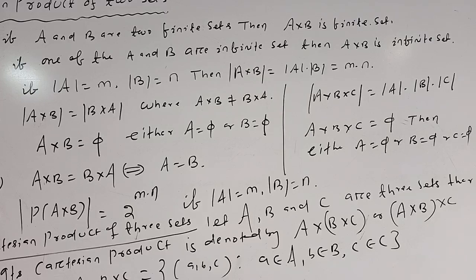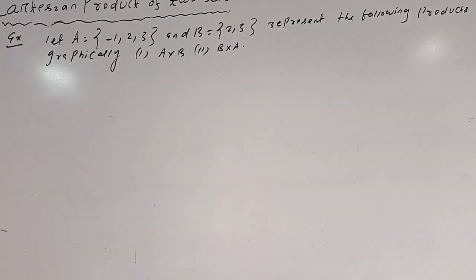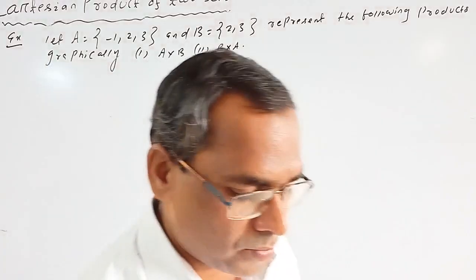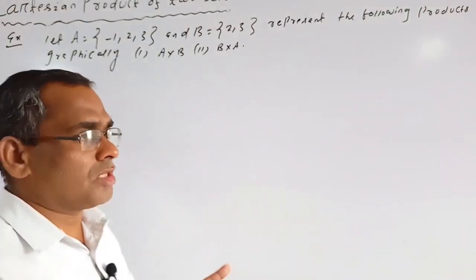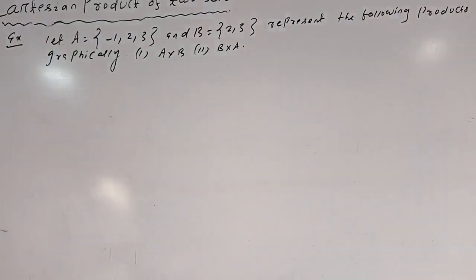Okay. Next, let A is equal to {-1, 2, 3}, B is equal to {2, 3}. Represent the following product graphically. So how can you represent it graphically? You know each ordered pair represents a point in a coordinate plane, in the xy plane. But how can you represent this point in a coordinate plane? Now we write it graphically.